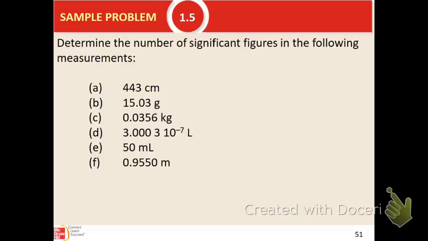Only the 5 counts. And then in F, I've got 2 zeros. I've got one in the front and one in the back. The one in the front never counts. But what about the one in the back? Is there a decimal anywhere in that number? Yes, there is. So yes, that 0 at the end does count. So there are 4 significant figures in that number. 4 sig figs. All right? I hope that you are getting there.